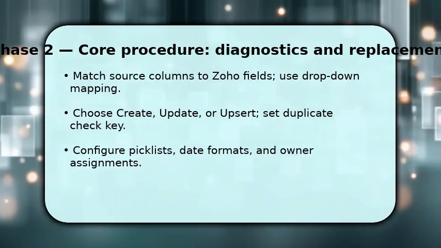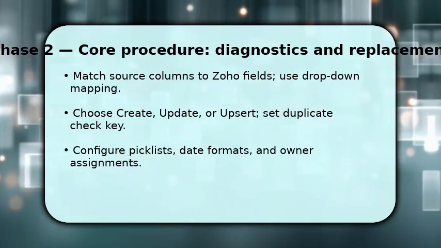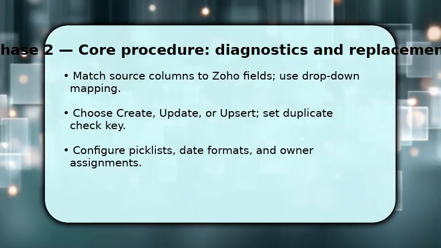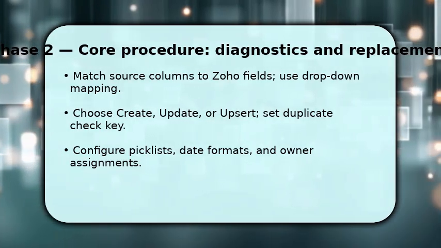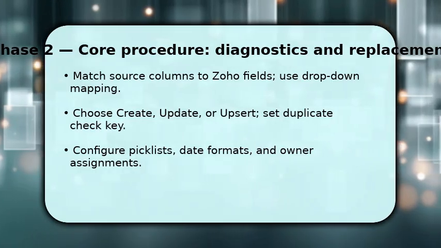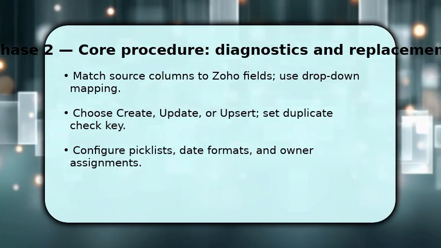Select each source column and assign it to the corresponding Zoho field using the drop-down. This is crucial for data integrity. Make a clear choice. Create, update, or upsert. Use email or a unique ID as the duplicate check key so you don't create duplicates. Also, set date formats, pick list values, and owner assignments before proceeding.